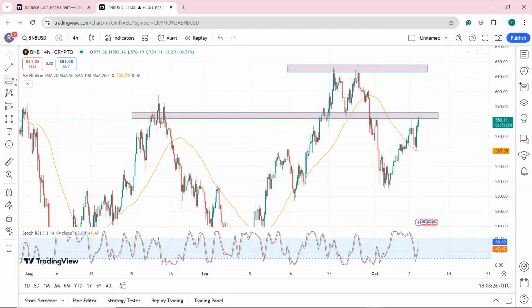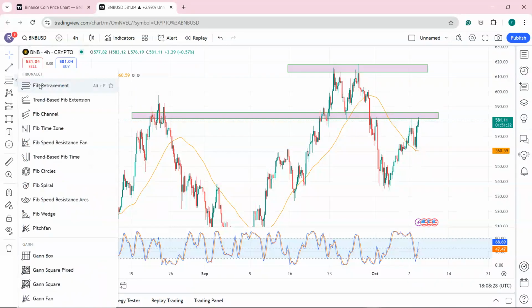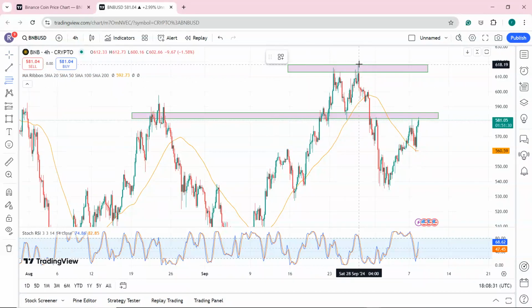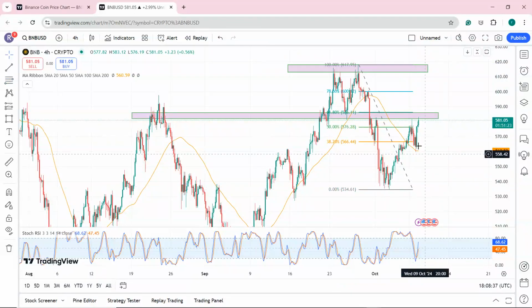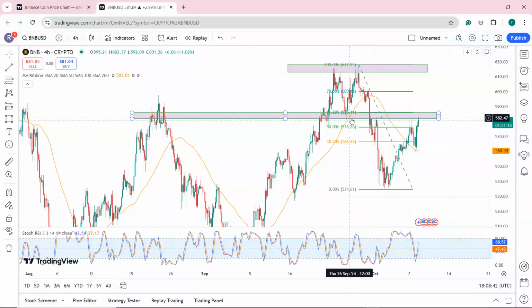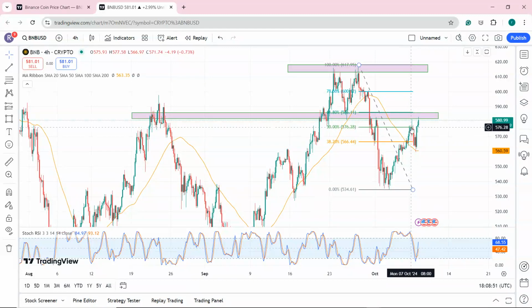You come to this level, click on Fib Retracement, then you come to the highest point here and drop it to the lowest point here. You can see that this coin reverses between 50% to 60%. This is the reversal point. So if you want to trade this coin now on a downtrend, the moment you are getting to your 50% level here, you place your entry and you push it down.